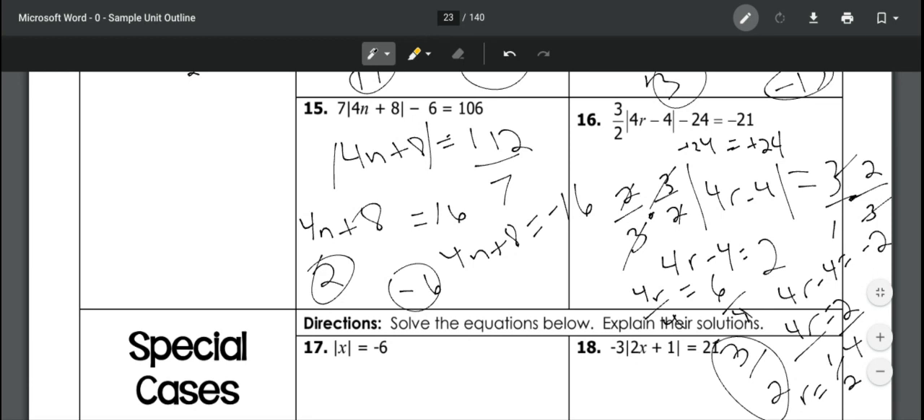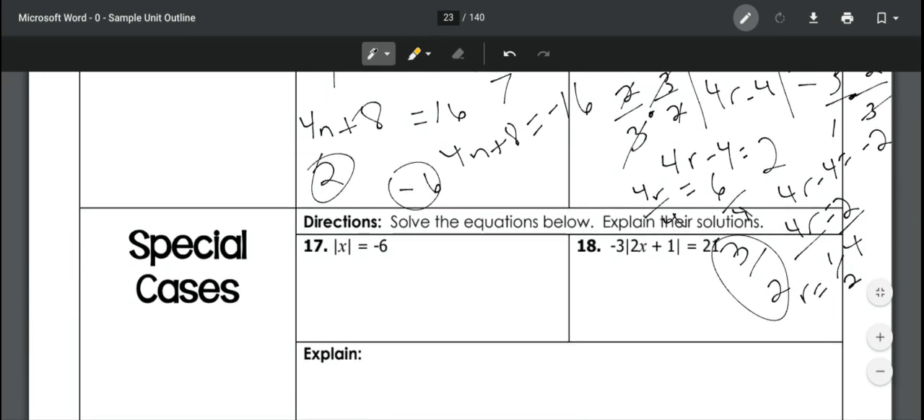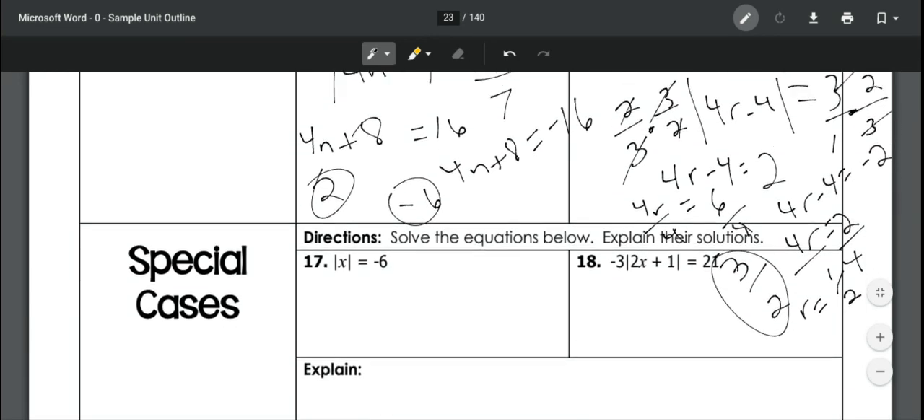So we have some special cases here. If you think about the absolute value of negative 6, is there anything that you can put in there that when you find the absolute value, it's going to be negative? And that would be no, because you always talk about distance in a positive form. So there's no number that you could put in there that would equal negative 6. So there is a null set again. You can't use it.